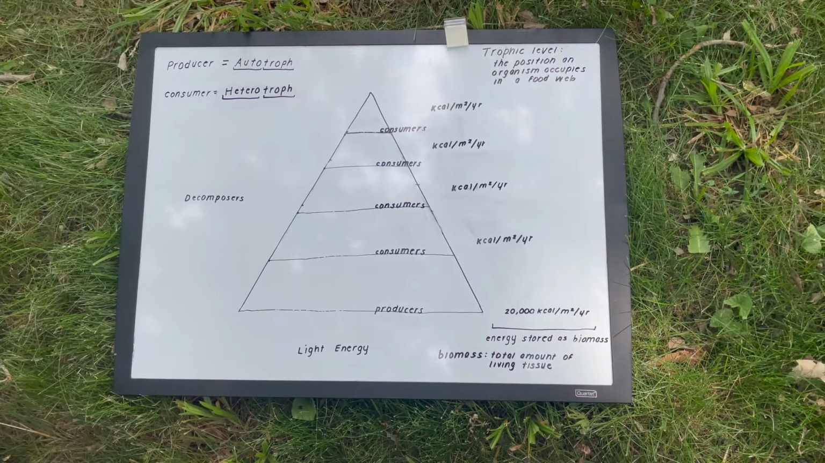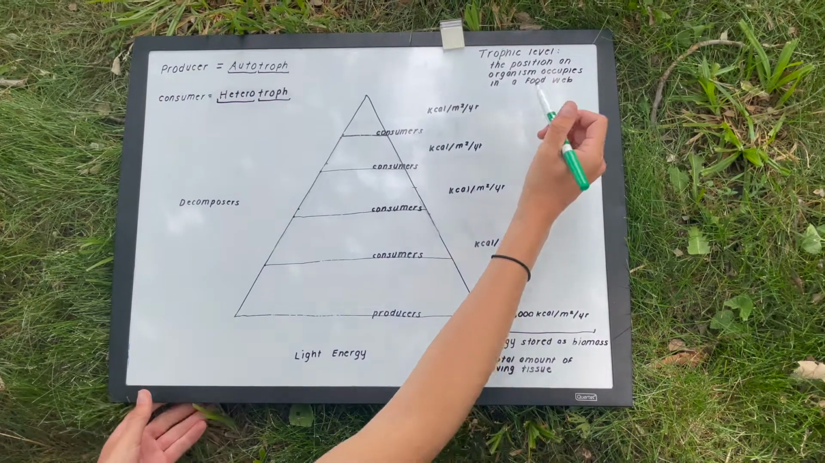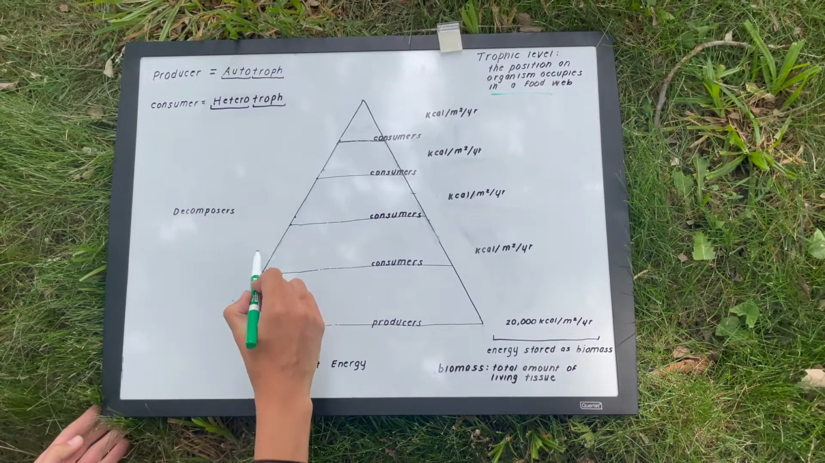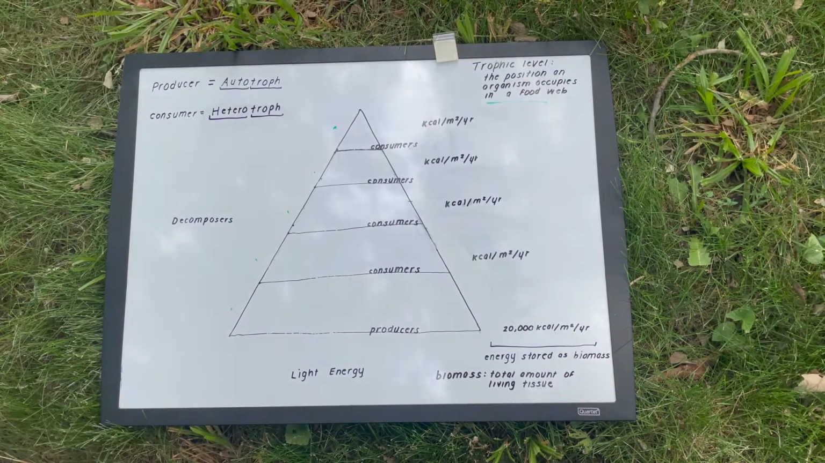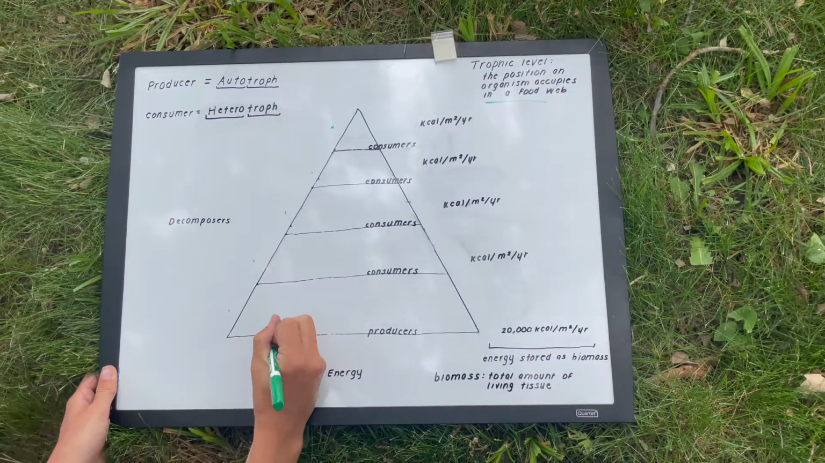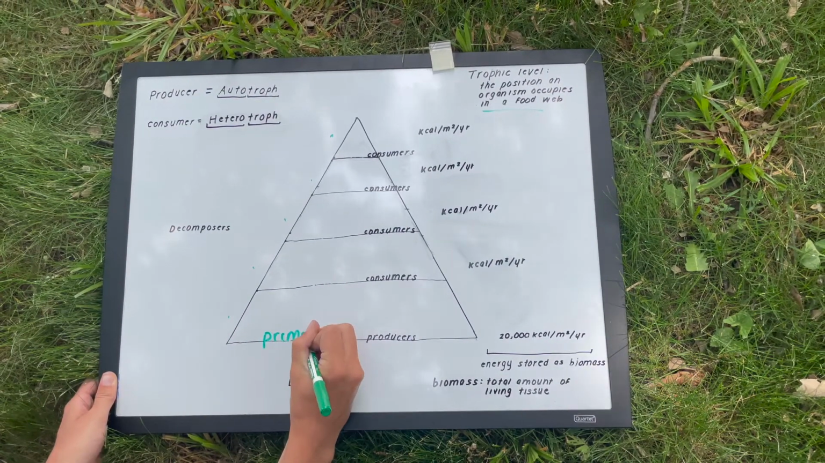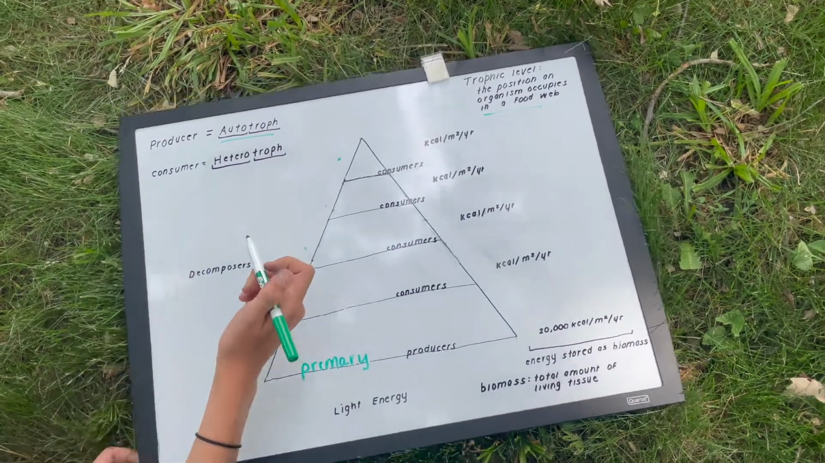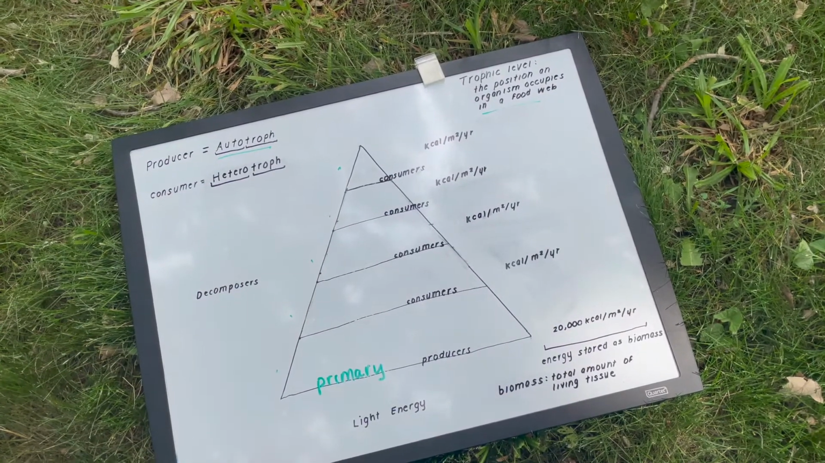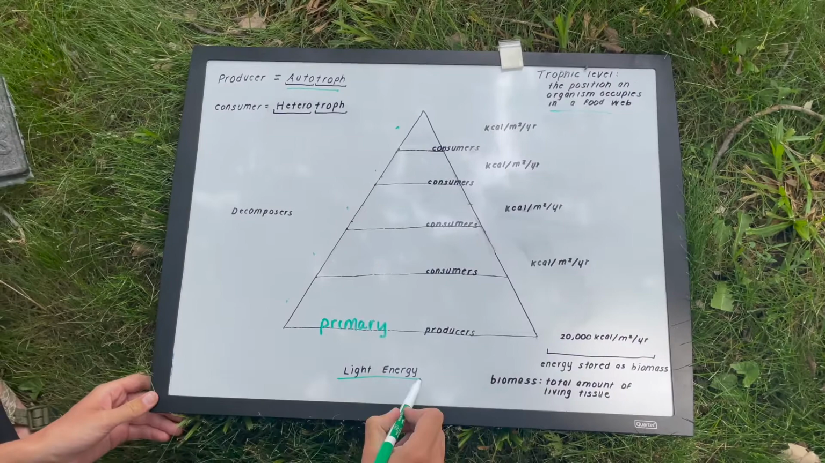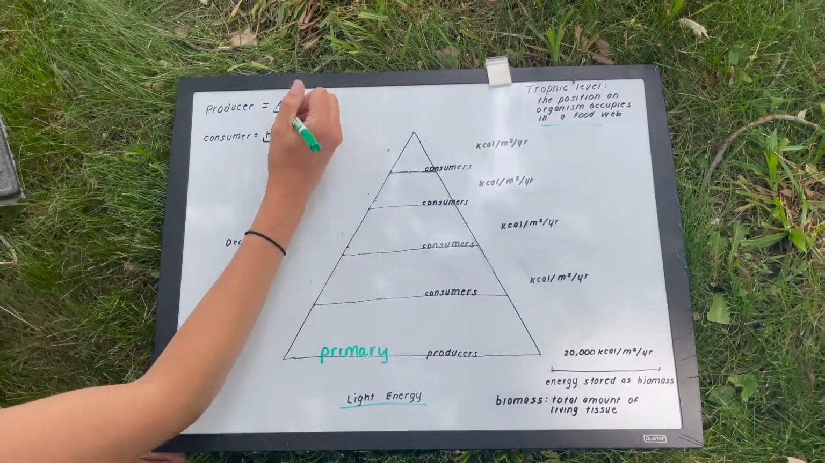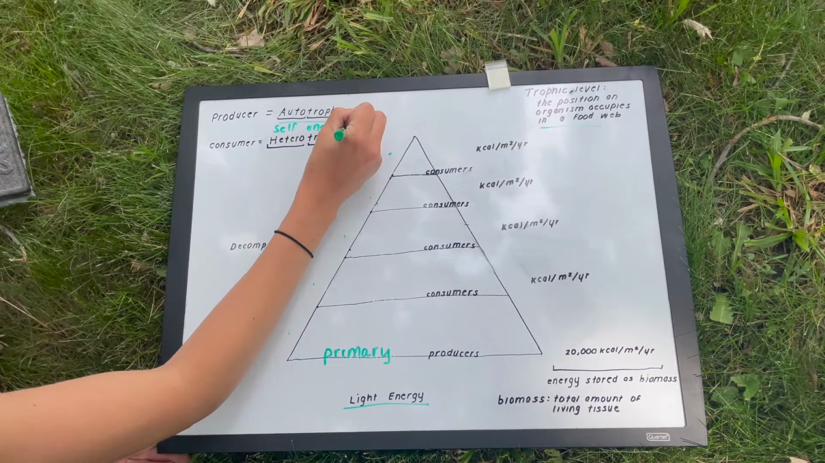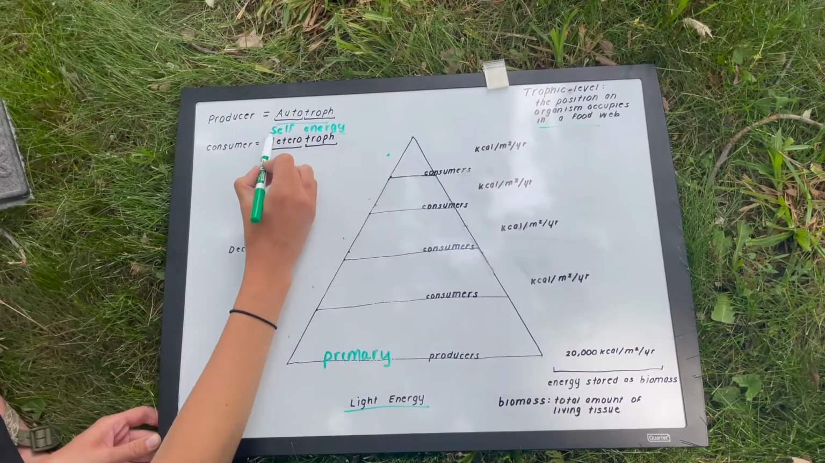For this section of the video, we're going to discuss trophic levels. Trophic levels are the positions organisms occupy in a food web. We see that there are going to be 5 different trophic levels in our trophic pyramid. To begin, we have the primary producers, and the primary producers are going to be the autotrophs. The autotrophs convert energy from their environment, from light energy, for example, into energy for themselves. In our word parts, auto means self, and troph means energy. So our producers are going to create energy themselves.